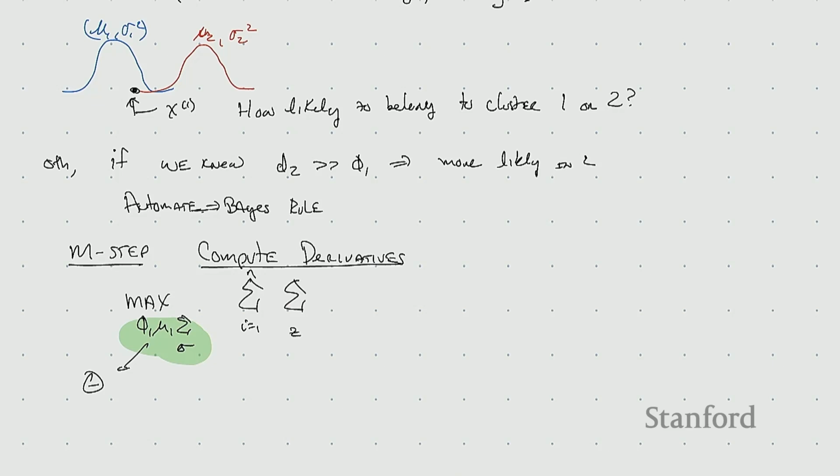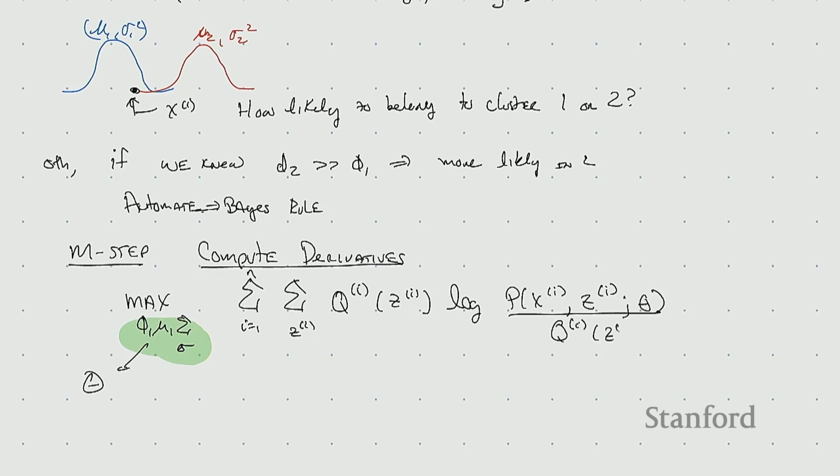Sum over zi, qi of zi, log p of x_i, zi, theta over qi of zi. Okay? This whole thing, we're going to call it fi. This is fi of theta. Okay, it hides a ton in our notation. All right? So this thing, let's write it out, because the gory details will help us.